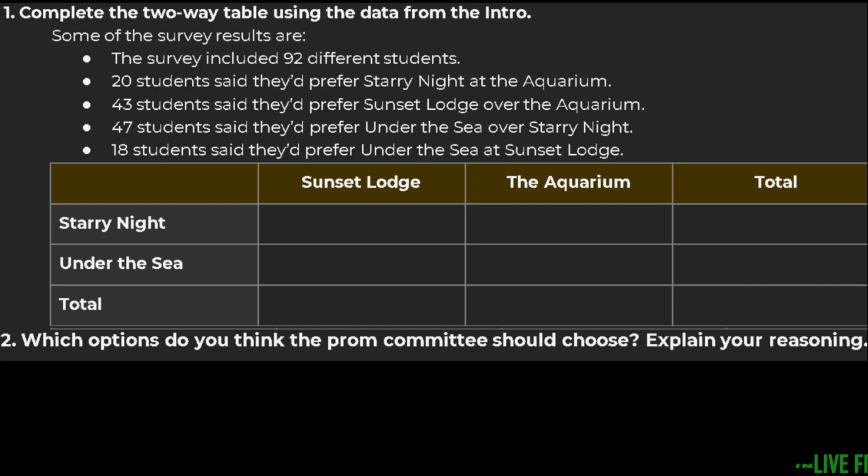So what I can do is use some of the values that they have here, and fill in my table. For example, it says the survey included 92 different students. So that's going to be my grand total that I put down here. That's the total, and again, that's going to be the bottom right. Then it says 20 students said they'd prefer Starry Night at the aquarium. So I'm going to say 20 goes with Starry Night and aquarium.